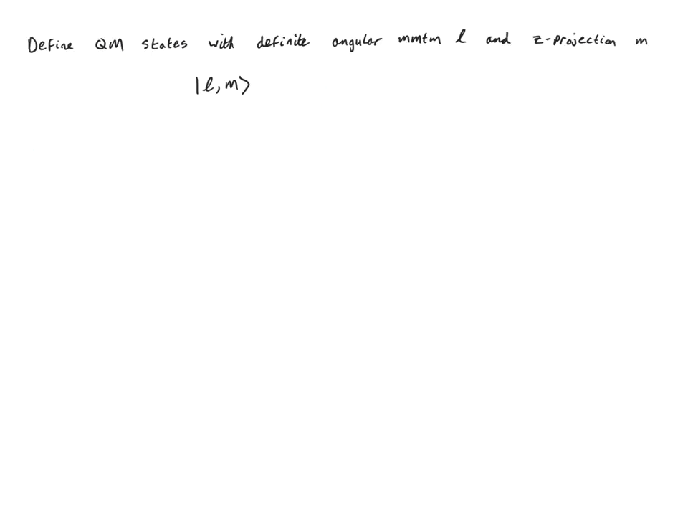We will therefore define quantum mechanical states with definite angular momentum L and angular momentum z projection m as being this Dirac ket L, m. From the definitions I've written down, one can then show that the operator L squared acting on this state Lm gives you h bar squared L into L plus 1 times the state back again. The derivation of this is fairly standard. I won't get into it here. You can read it in any of the standard introduction to quantum mechanics textbooks.